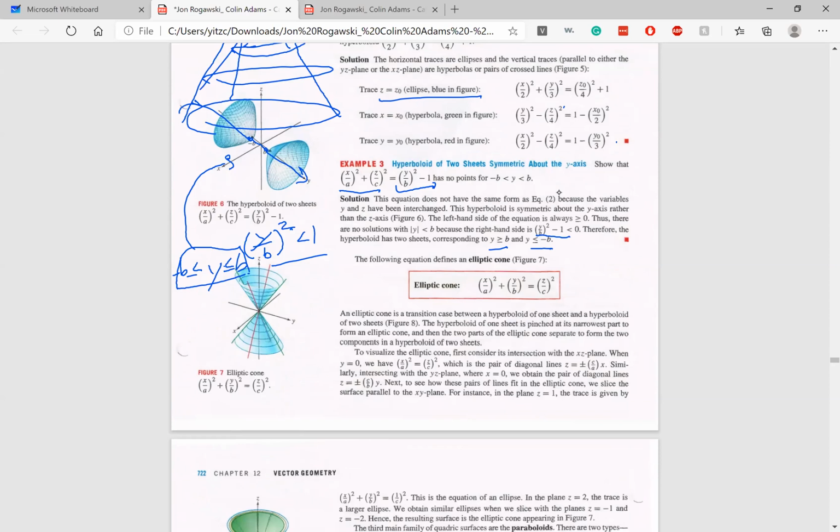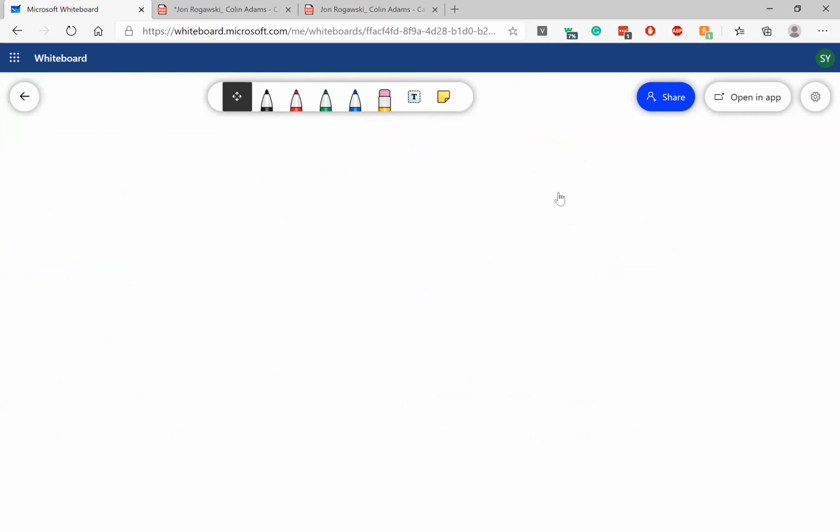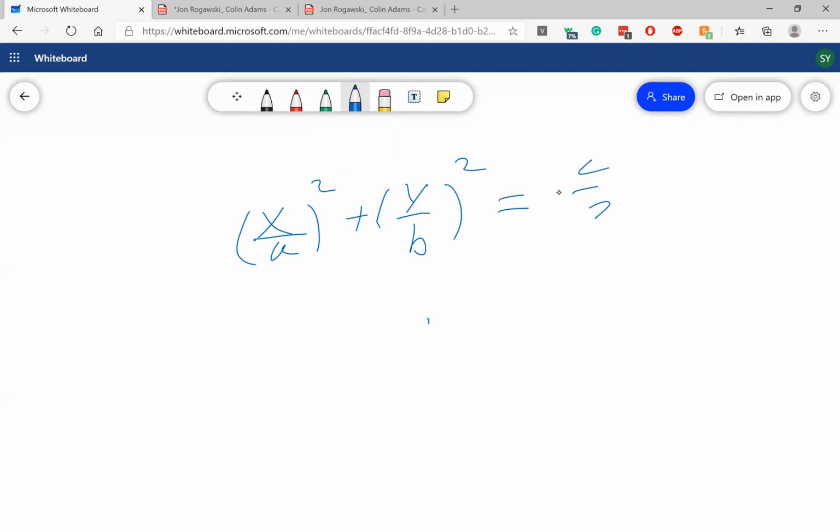Okay, so now let's go on to a cone. So this is the equation of a cone. The equation of the cone is going to be (x over a) squared plus (y over b) squared is equal to (z over c) squared.